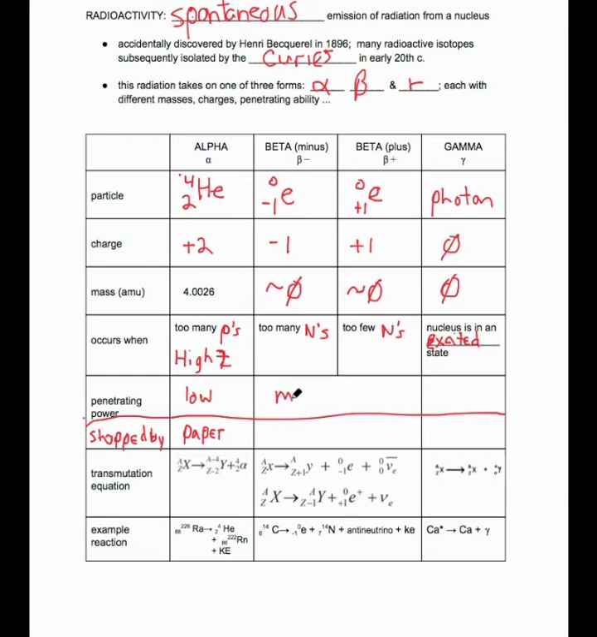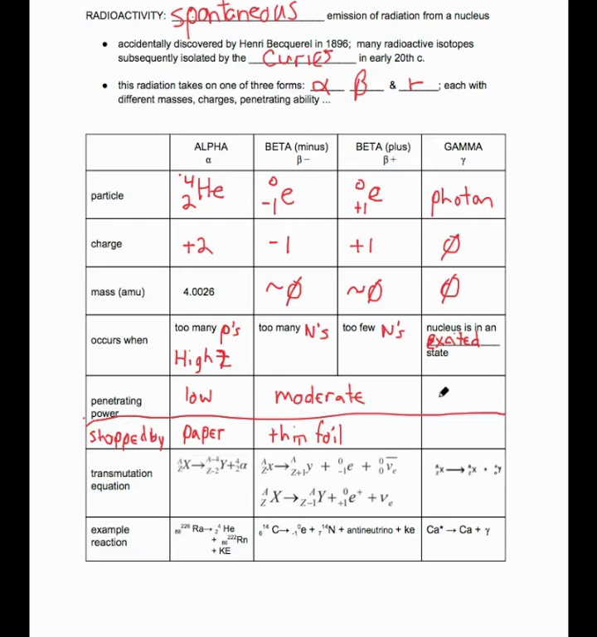Beta, positive or negative, doesn't matter because they're essentially the same thing, would be moderate. So they can be stopped by, let's say, a thin foil of some sort, usually, let's say, aluminum, some low Z foil.